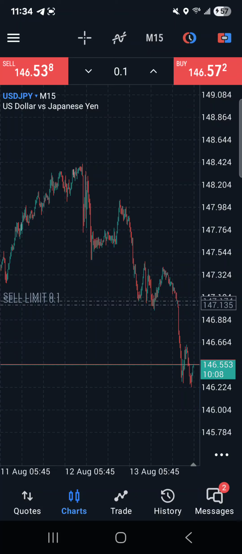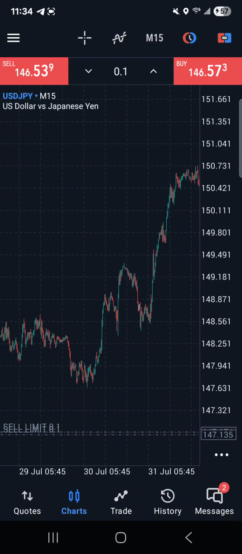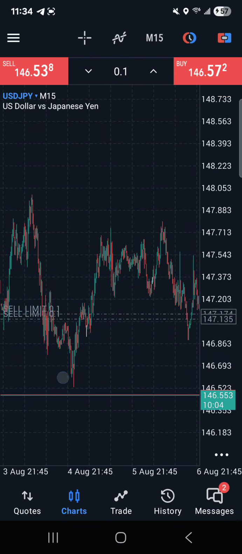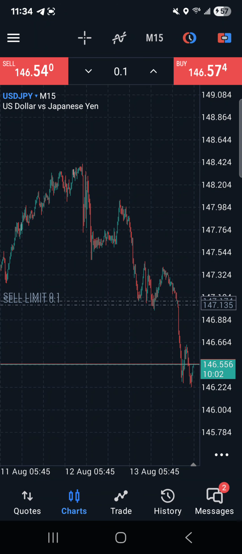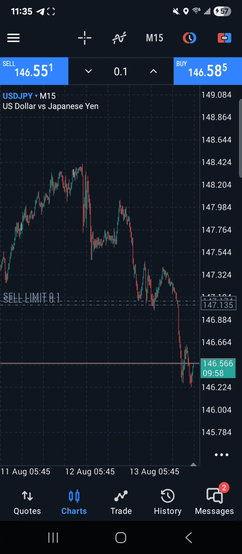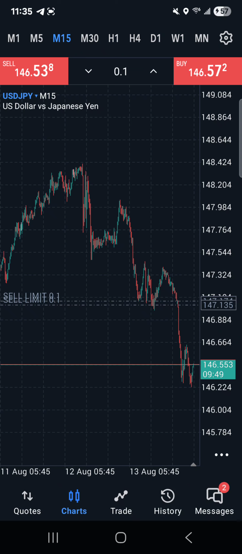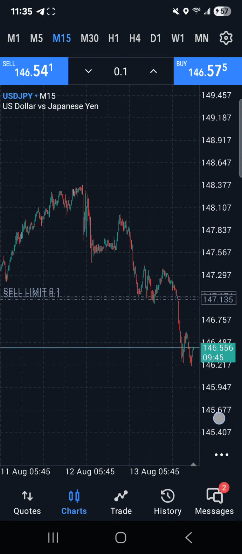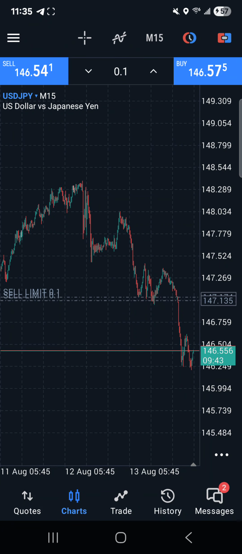So that's it. This pair, I've not traded this pair before. I don't really know how it moves or how volatile it is. USDJPY. But I want to use this opportunity to try it and see if this setup is going to play out very well. So I will update more on this setup.